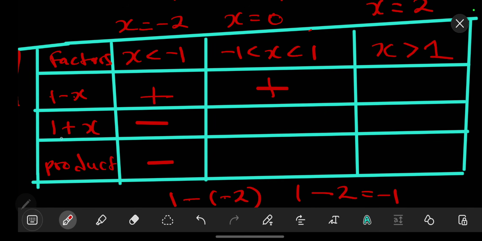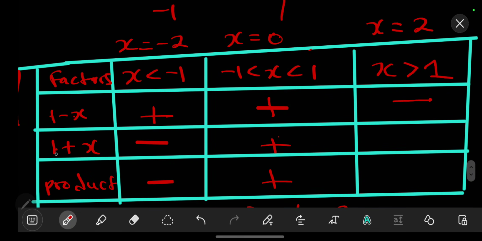If we get a 0, we put it here, we are going to have 1 plus 0, which is a positive. Then we are going to have a positive when we multiply this and this. Then when we get a 2 here, we are going to have a 1 minus 2, which is equal to -1. So in this case, we are going to have a negative there. Then when we get our 2, we put it here, it will be 1 plus 2, which is equal to 3. So we are going to have positive. Negative times positive, we are going to have a negative.